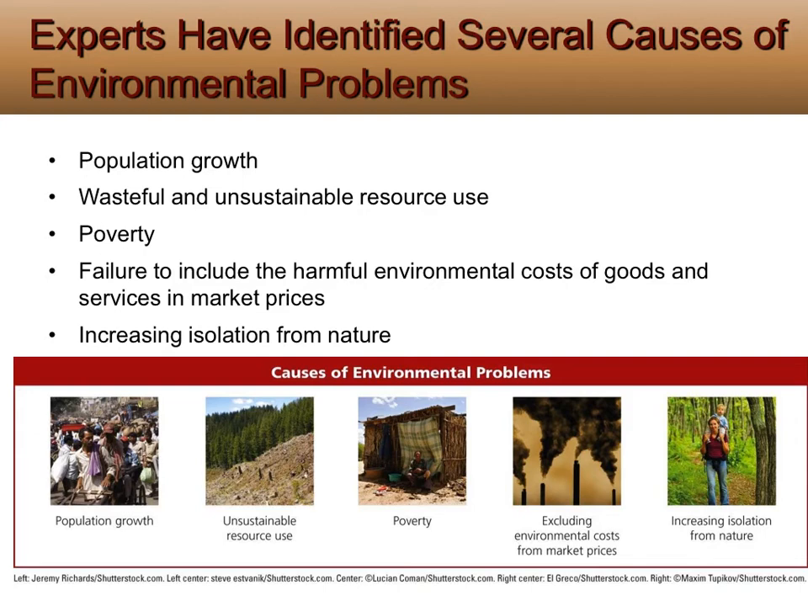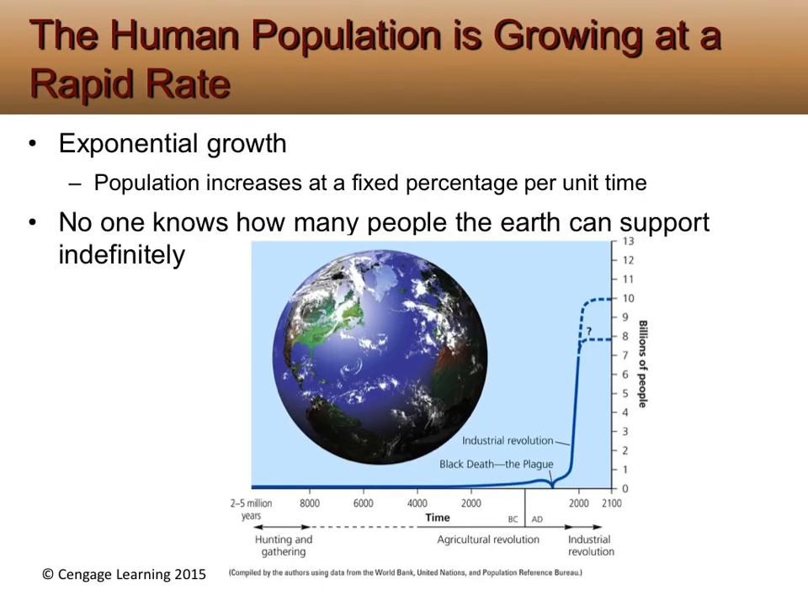Of course, people that are in poverty not only don't have much money, but they also don't generally have access to as much clean water and clean air as those of us that are not poverty-ridden. Failure to include the harmful environmental costs of goods and services we talked about, and increasing isolation from nature, which is an interesting thing. As generations go on, we are seeing fewer and fewer kids particularly going outside, unlike generations before, because of the distractions of things like computers.